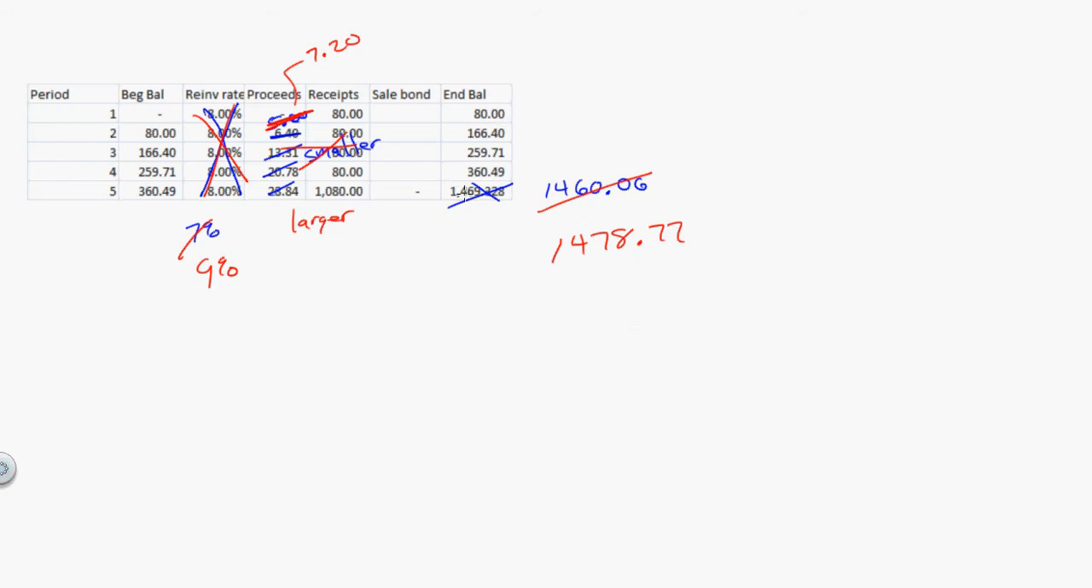So essentially what I've done here is I've made a bet on interest rates. If interest rates drop, I'm out of luck. If interest rates go up, then I win. Okay, pause right there.